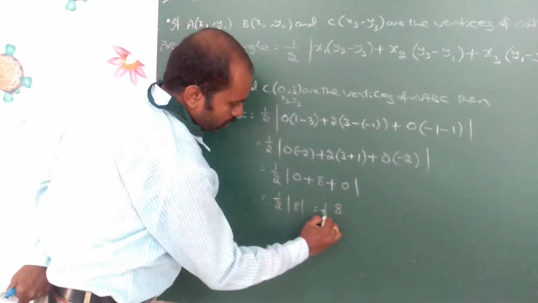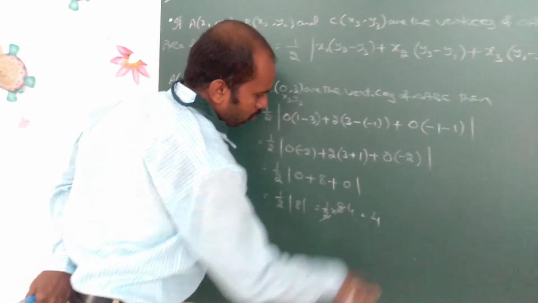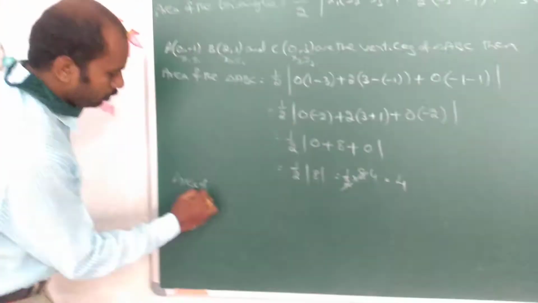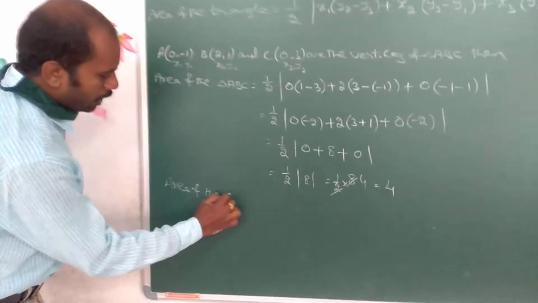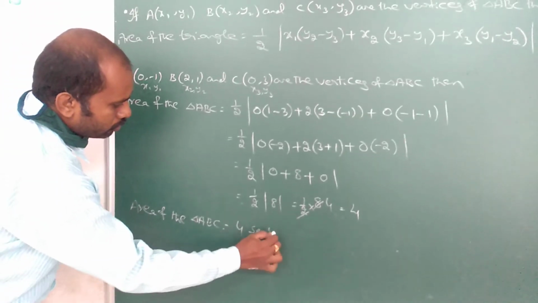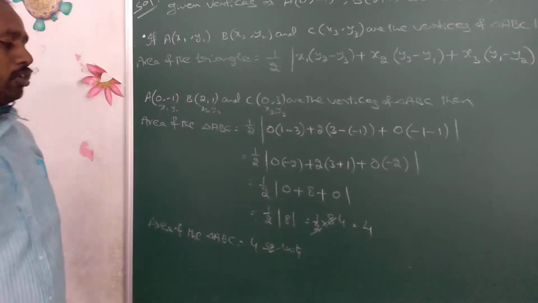Already the half is there. Half into 8, simplification, you get 4. That is equal to 4. What you get is the area of the triangle ABC. Value, how much do you get? 4 square units, because the area is coming in. Area is there in square units.